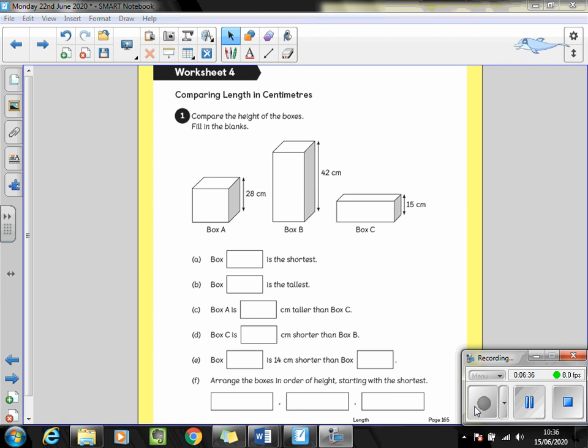Now for your independent learning, again comparing length in centimetres. You've already been given in question 1 the length of 3 different boxes. So it's using your knowledge of place value to help you find out which ones are the shortest and the tallest, and then find out how many centimetres the boxes are bigger or smaller compared to the others, using your knowledge not only of place value but of addition and subtraction.